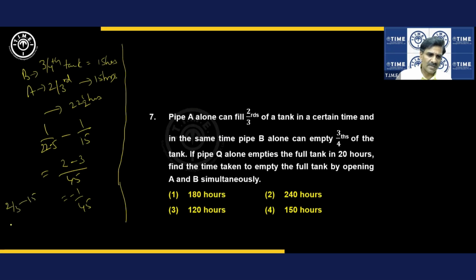2/3, 15 hours, whole tank how much? So it will be basically 1 into 15 by 2 by 3. That will be 45 by 2, 22.5 hours it will be taking, right? So if A and B are open simultaneously, 1 by 22.5 minus 1 by 15, 1 by 20, I'm sorry, I made the mistake here. It will be basically 20 here.